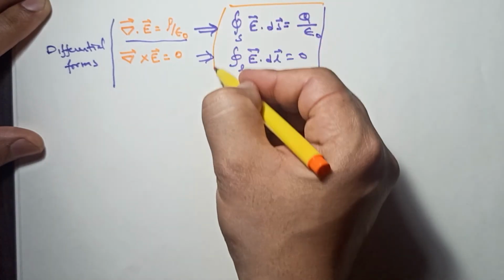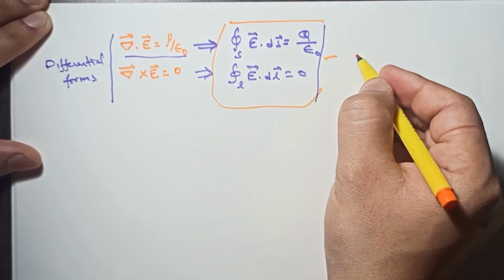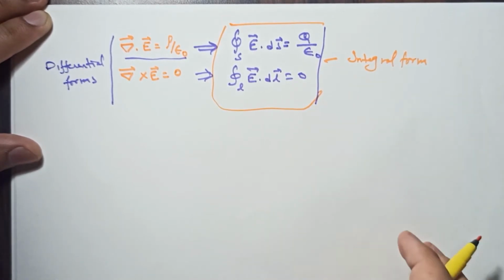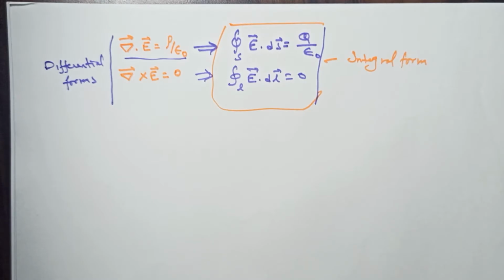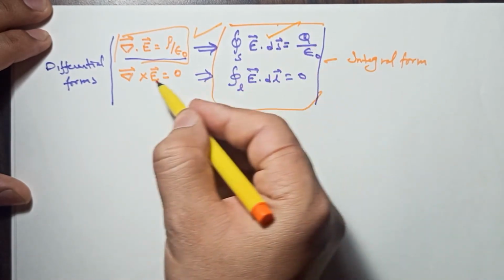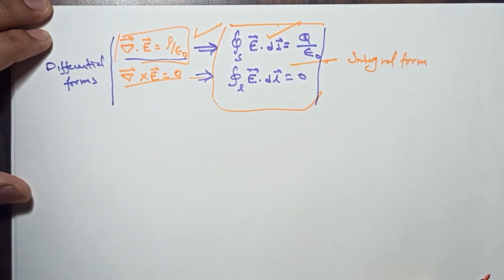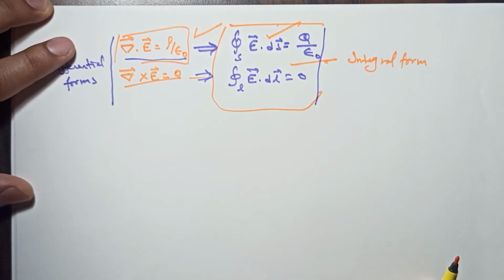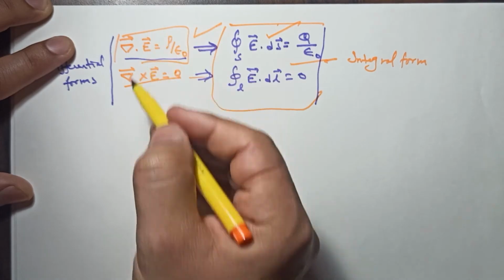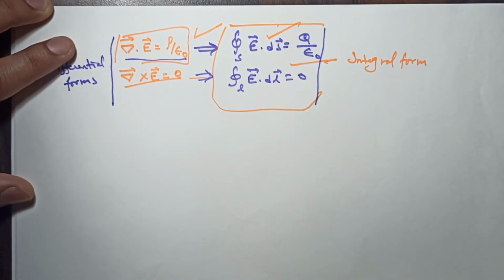So these two are the integral form equations. Both are the same, because this equation is equivalent to this one, and this is equivalent to this one. So these are the four equations, basically the fundamental equations are two. We will use them in this complete electromagnetics and study how they behave.